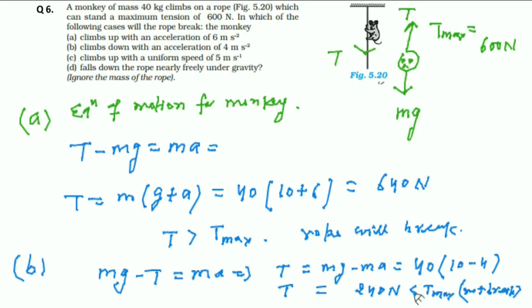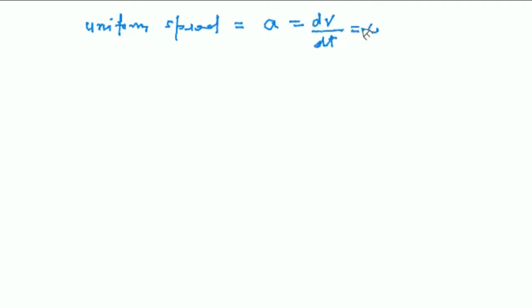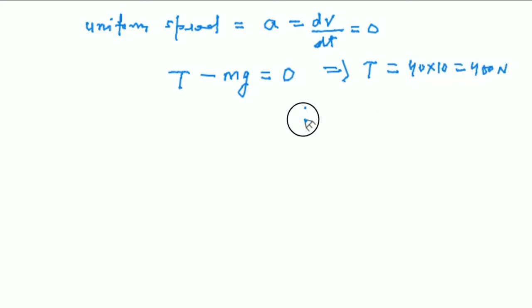Go for question number 3. The monkey is going to climb up with uniform speed. Uniform speed means acceleration will be 0. So in this case, a equals dv by dt, so this will be 0. So in this case, tension minus mg, or mg minus tension, anything you can take, is just equal to 0. So the tension will be m into g, 40 into 10, which is 400 Newton. So this T is less than T max, so the string will not break.